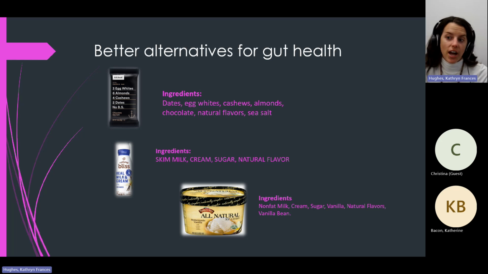So, I like to say, try and aim for foods you can pronounce the ingredient list with. So, comparing this Quest bar ingredient list to something like an RX bar that's just dates, egg whites, cashews, almonds, chocolate, natural flavors.